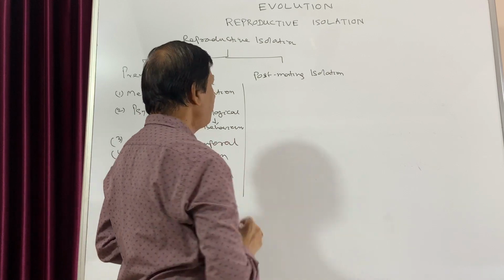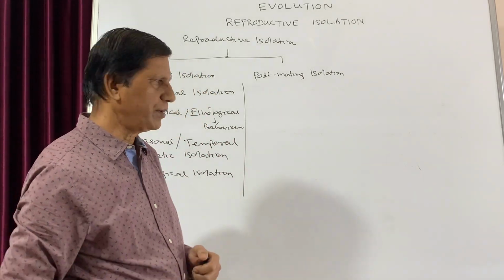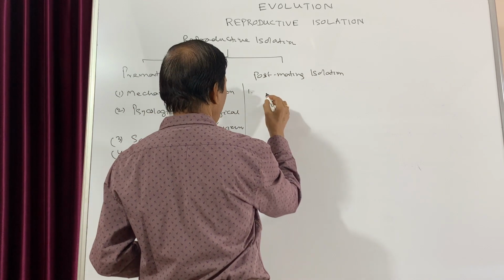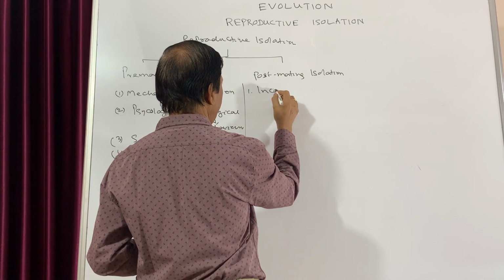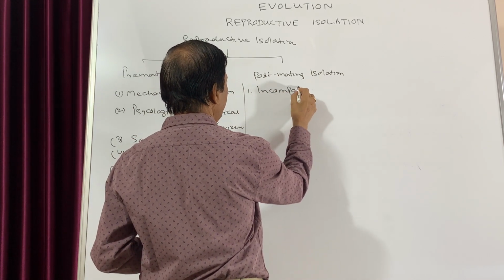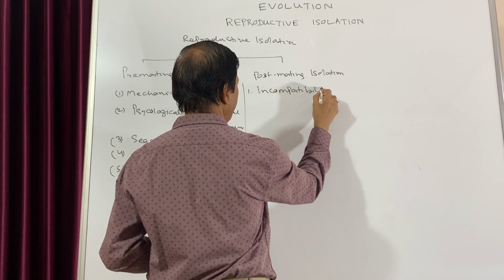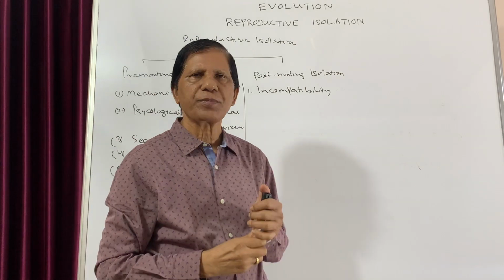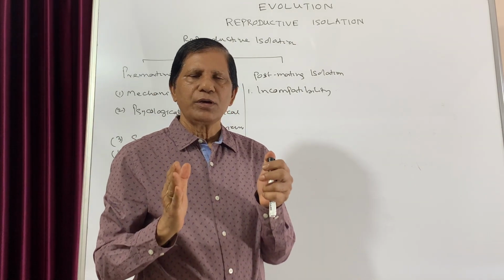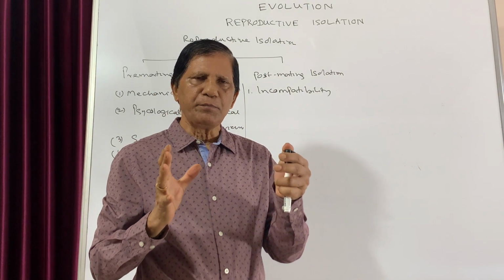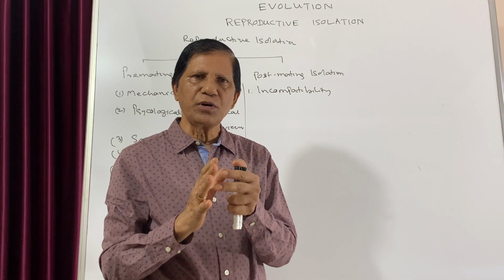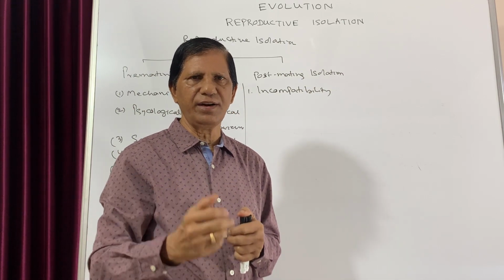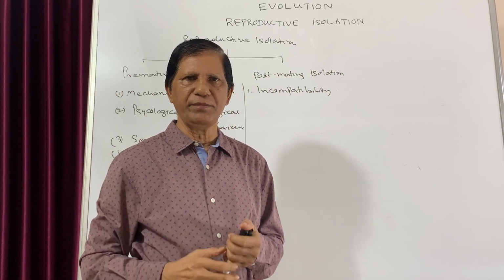So under post-mating isolation, there are again different types, and the first one we can call incompatibility. Incompatibility means the male and female gametes do not fuse because their genes are different. That is known as incompatibility.